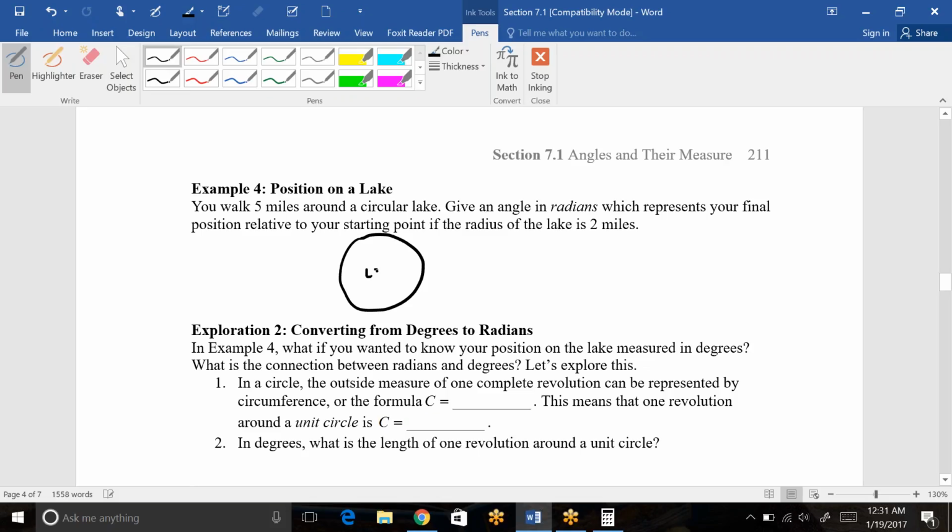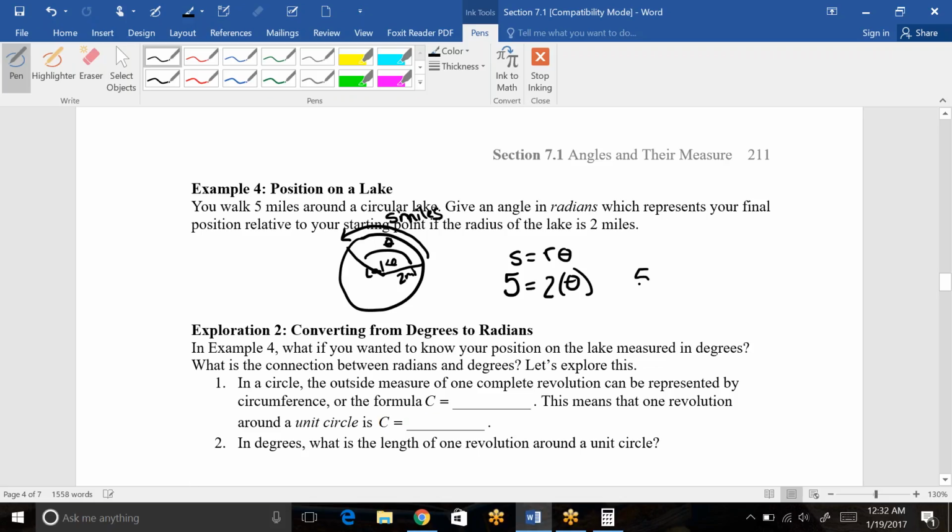So here's the lake. And we know that the radius of this lake is 2 miles. And all I know is that I walked a distance of 5 miles around this lake. So somewhere over here is my stopping point, and I'm looking for that theta. Okay, so we would say that this is S equals R theta. We don't know the theta, but we do know everything else. So my arc length is how far I walked around, so that's the 5. The radius was 2, and I'm looking for theta.